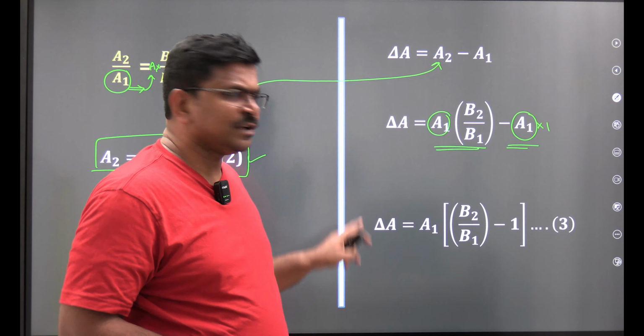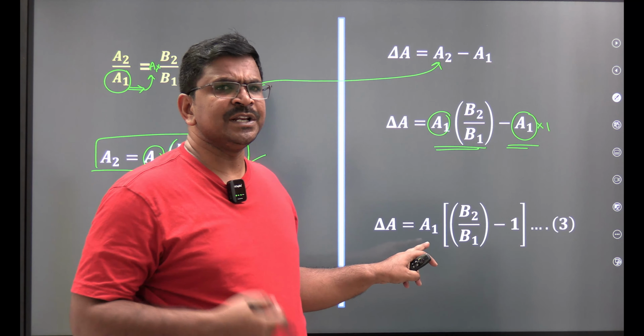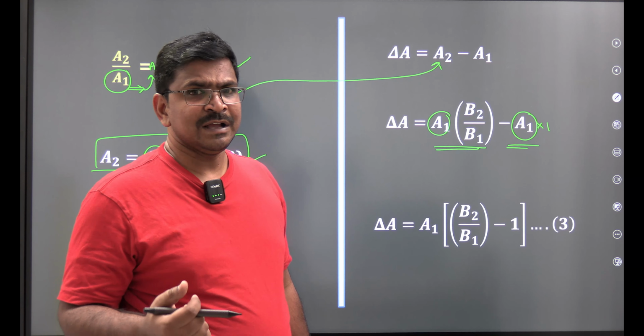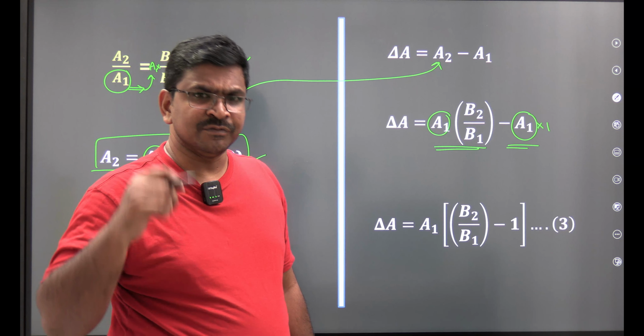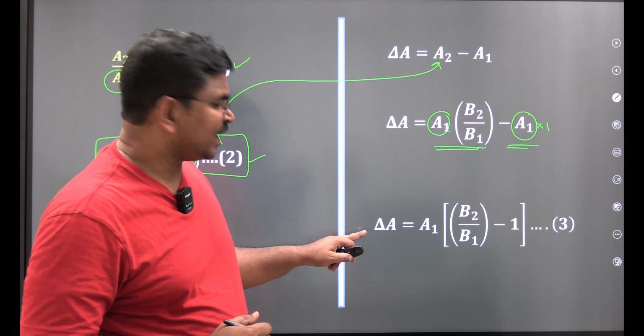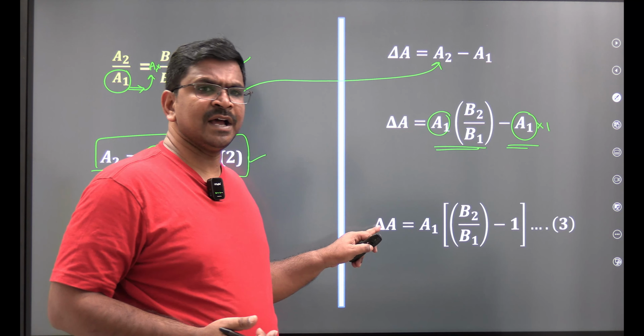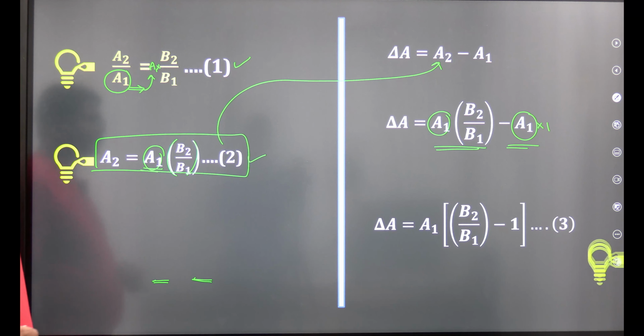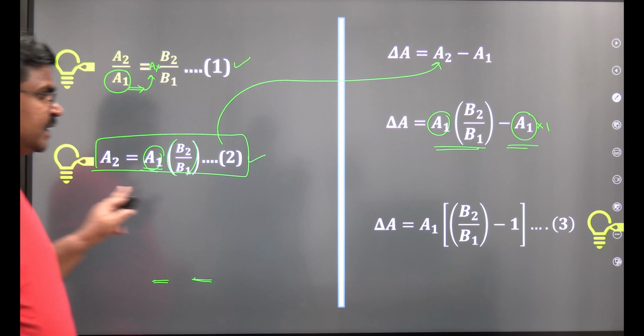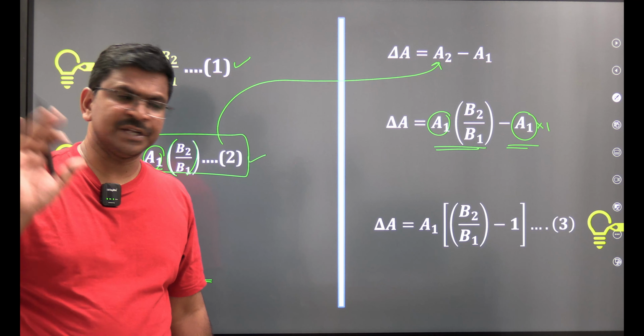So the change in output is compared with the original, initial output. Only then will you come to know how severe it is and how beneficial it is. And this is a very important application. So the next level is to compare delta A with A1. Now let me take the same expression here. Till now I got three application ideas.